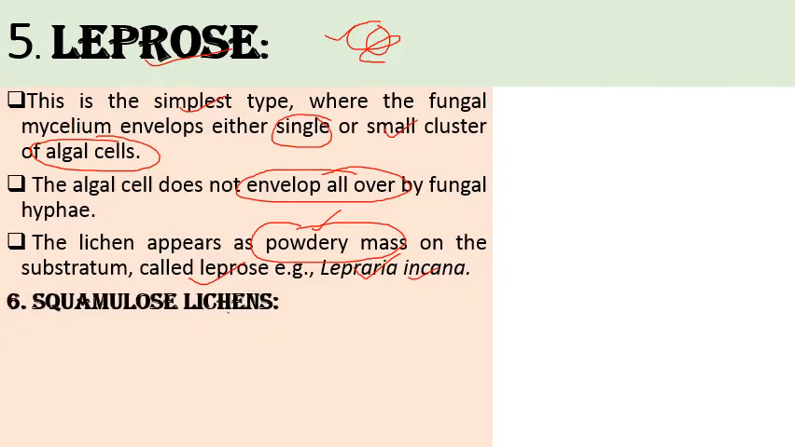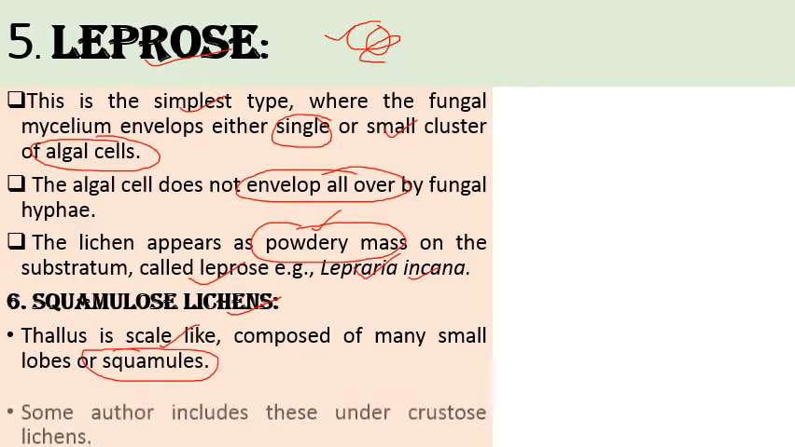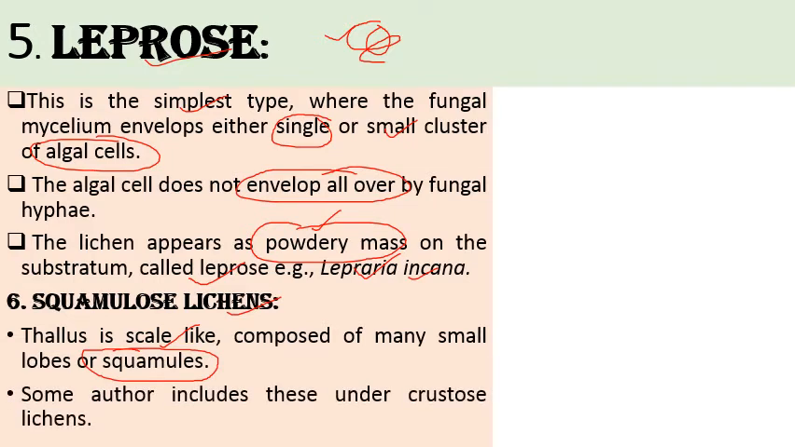The next form is squamulose lichens. ये जो लाइकन्स हैं, these lichens are scale-like or composed of many lobes or squamules. But कुछ एक जो scientists हैं, they put these lichens under crustose form of lichens.